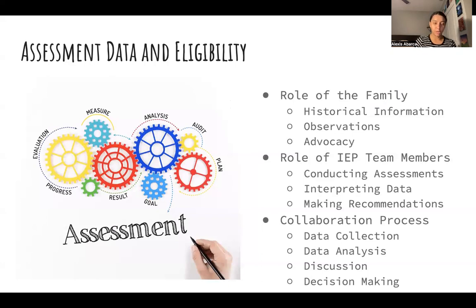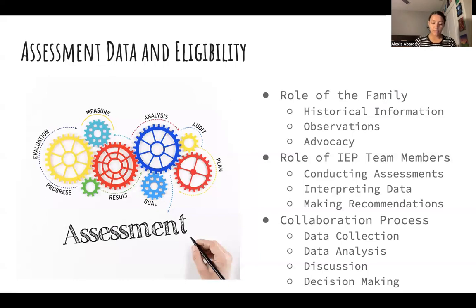They also contribute to observations. In addition to the official evaluation data, families can provide observations regarding the child's performance and conduct in various contexts. And they also are advocates. Families act as an advocate for the child's needs, making sure that the evaluation procedure is unbiased, thorough, and considerate of the child's rights. Members of the IEP team, who may include educators, school psychologists, speech language pathologists, and other experts, are also important participants in this process.